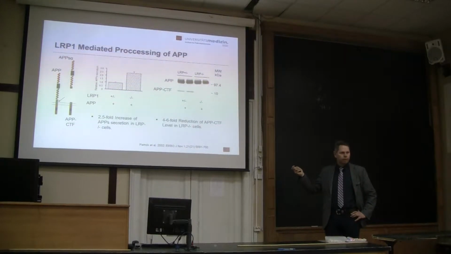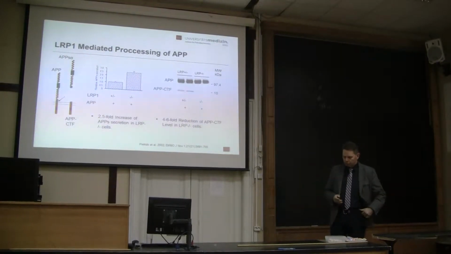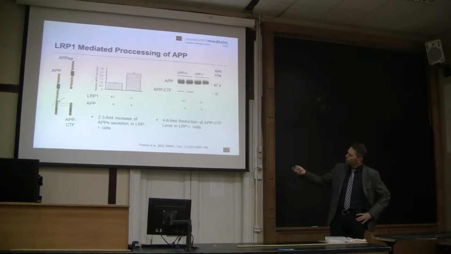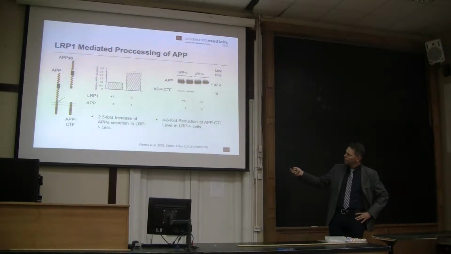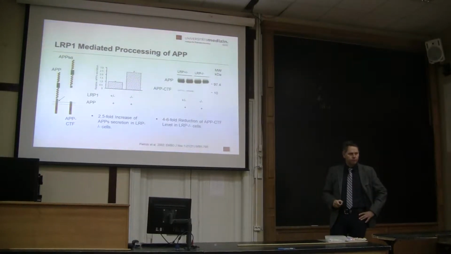I was curious, I had no clue what that meant. And then I measured the amount of soluble APPS alpha in LRP expressing cells and knockout cells and realized, whoops, there is 2 times, 3 times more soluble APPS alpha in cells that do not express LRP.